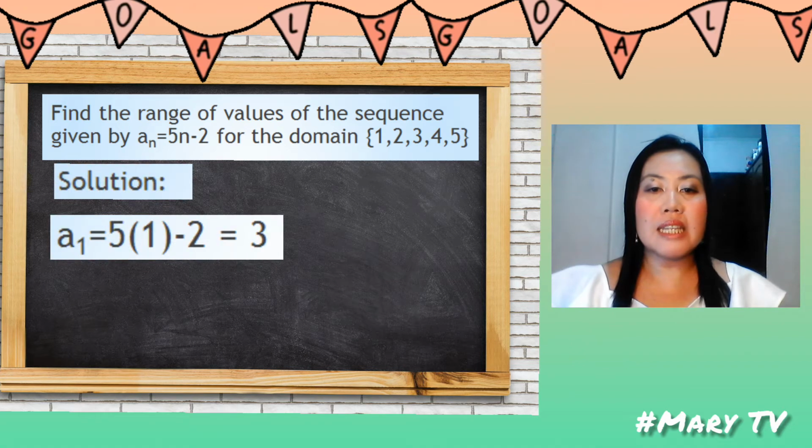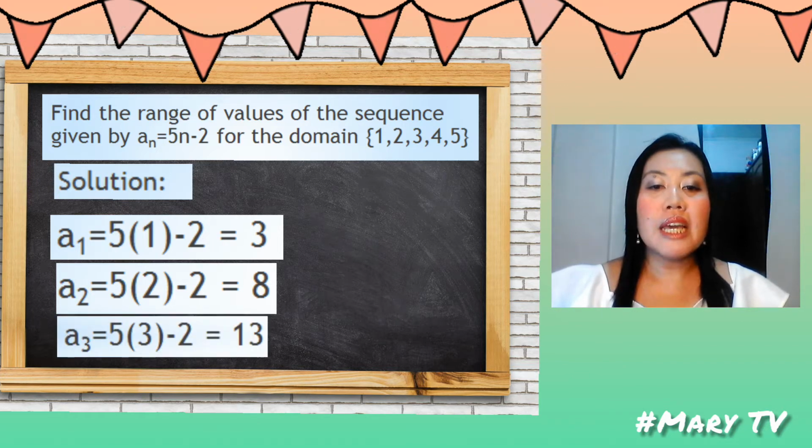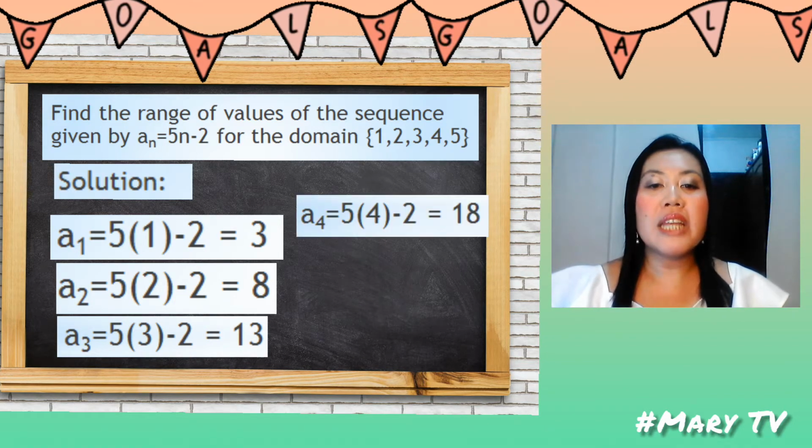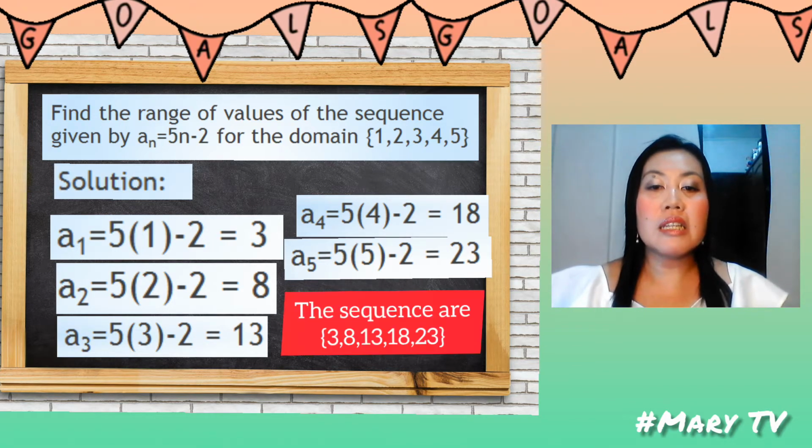For n is equal to 1, a sub 1 is equal to 5 times 1 minus 2, which is equal to 3. When n is equal to 2, a sub 2 is equal to 5 times 2 minus 2, which is equal to 8. A sub 3 is equal to 5 times 3 minus 2, which is equal to 13. When n is equal to 4, a sub 4 is equal to 5 times 4 minus 2, which is equal to 18. When n is equal to 5, a sub 5 is equal to 5 times 5 minus 2, which is equal to 23. The sequence is 3, 8, 13, 18, and 23.